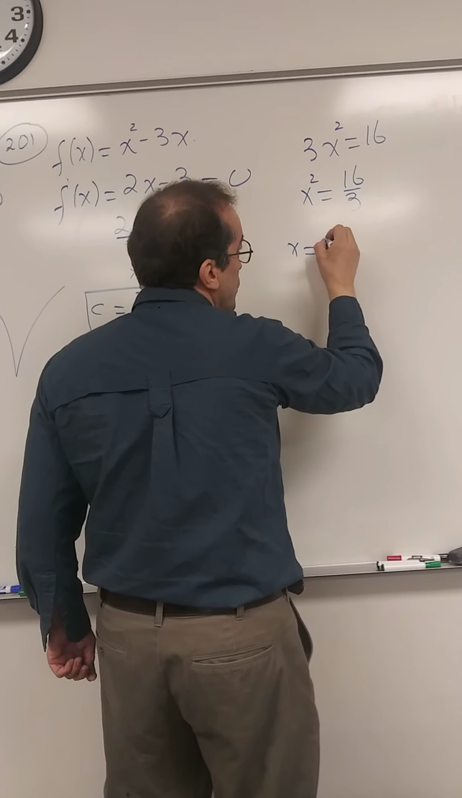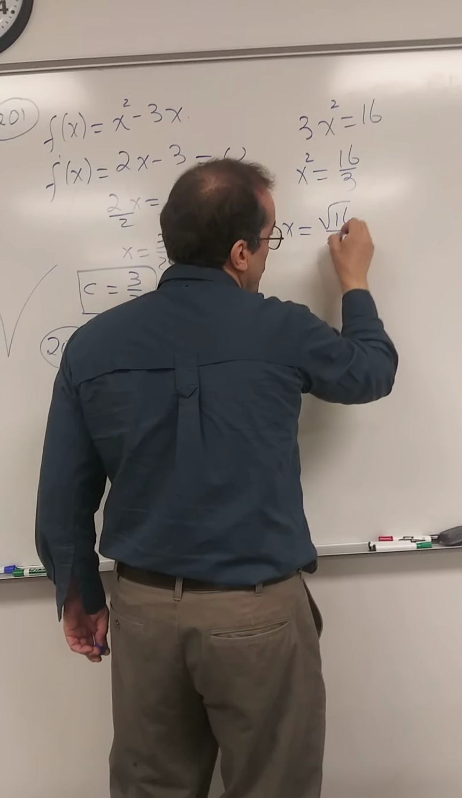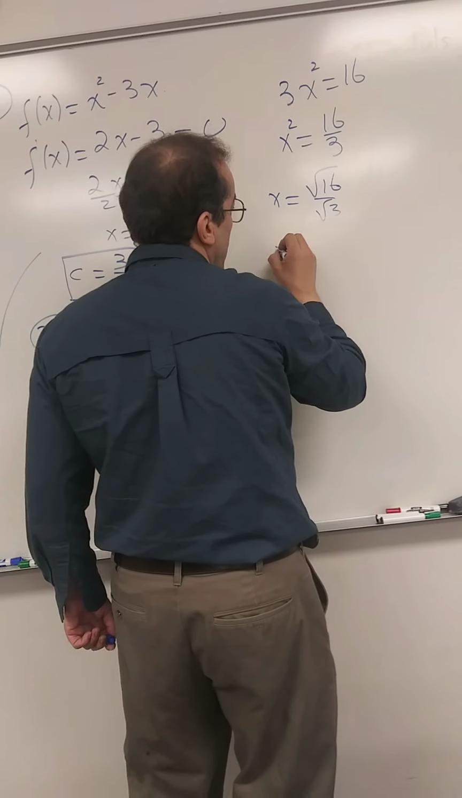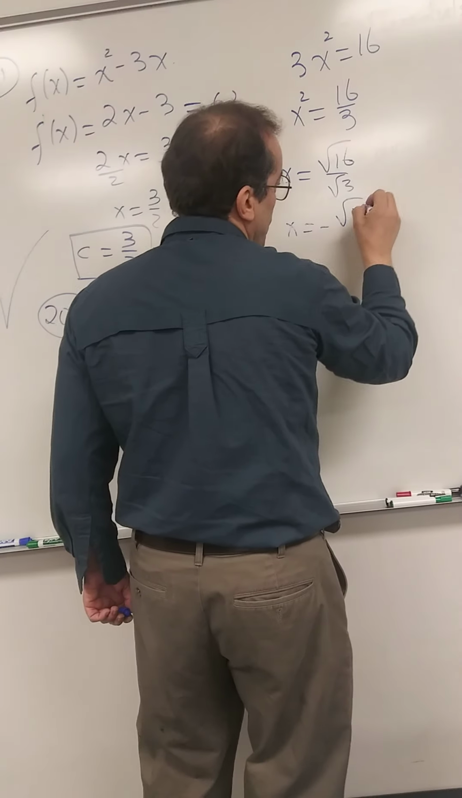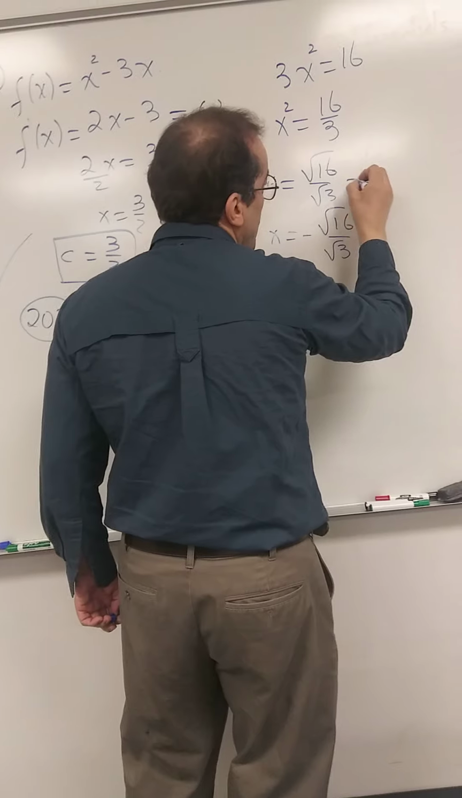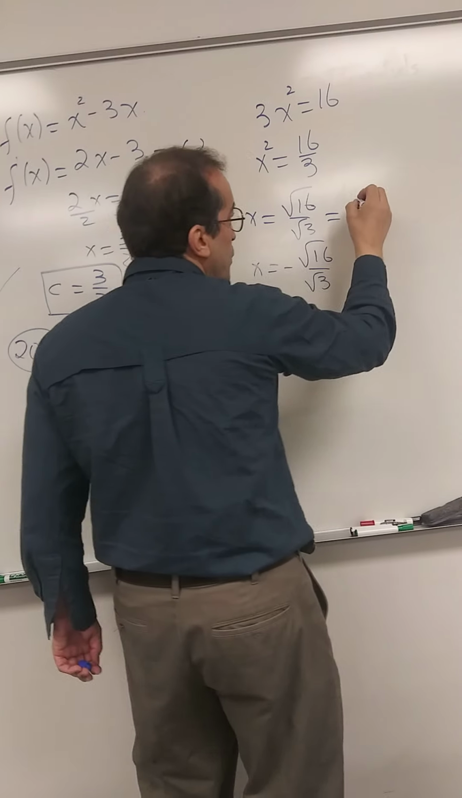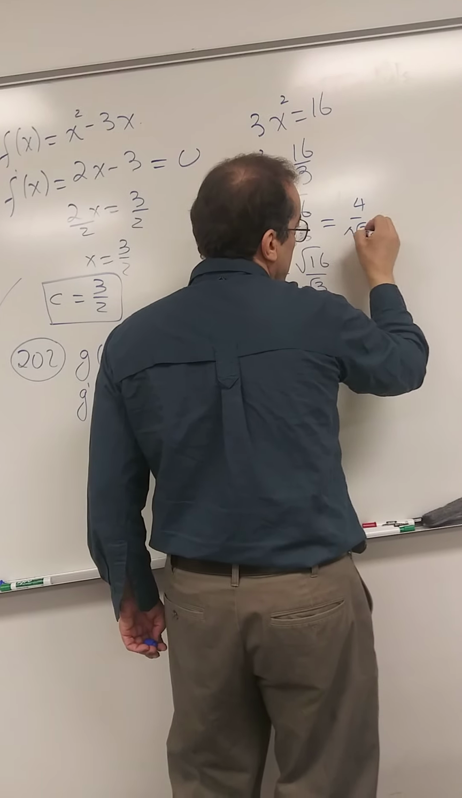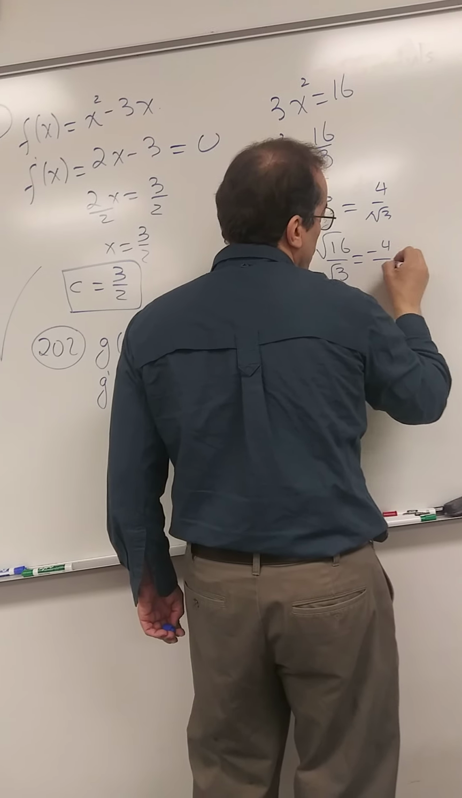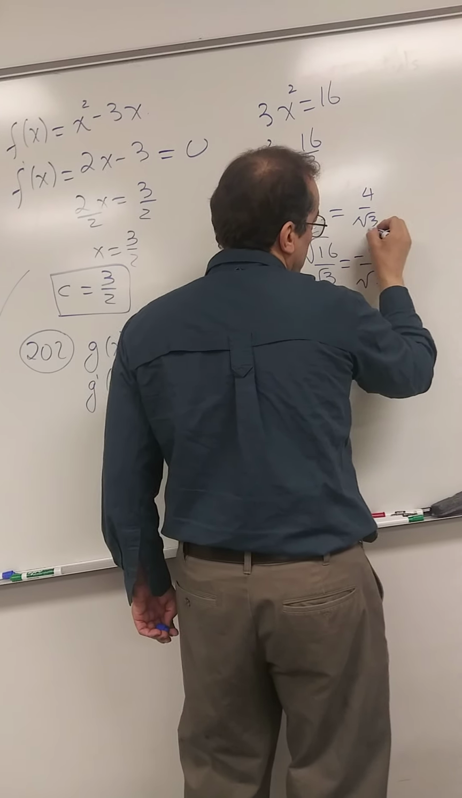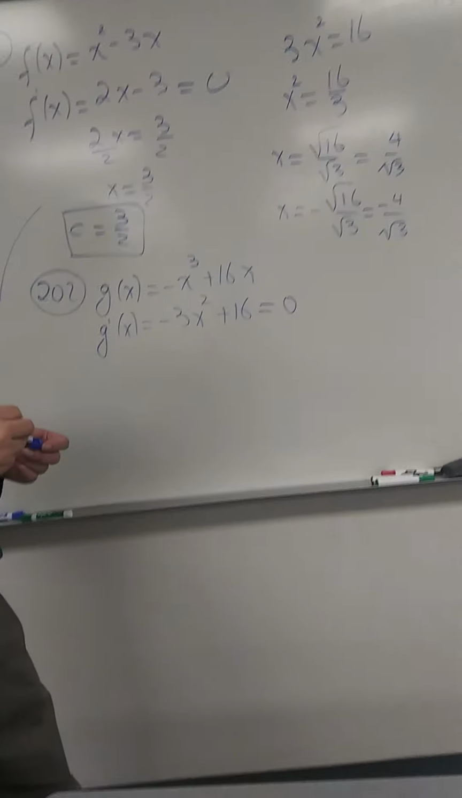X equals square root of 16 over square root of 3. X equals minus square root of 16 over square root of 3. Square root of 16 is simplifiable, so that's 4 over root 3. And this one here is minus 4 over root 3. This one has two critical points.